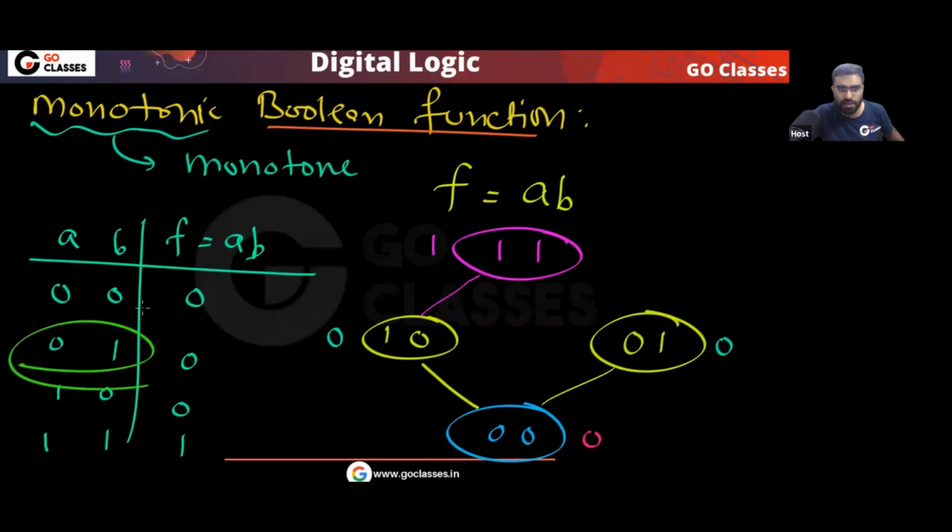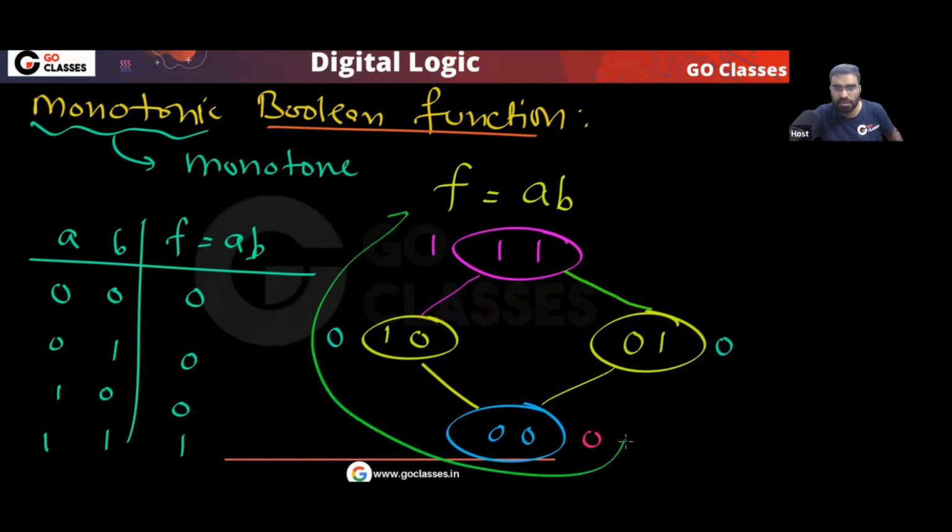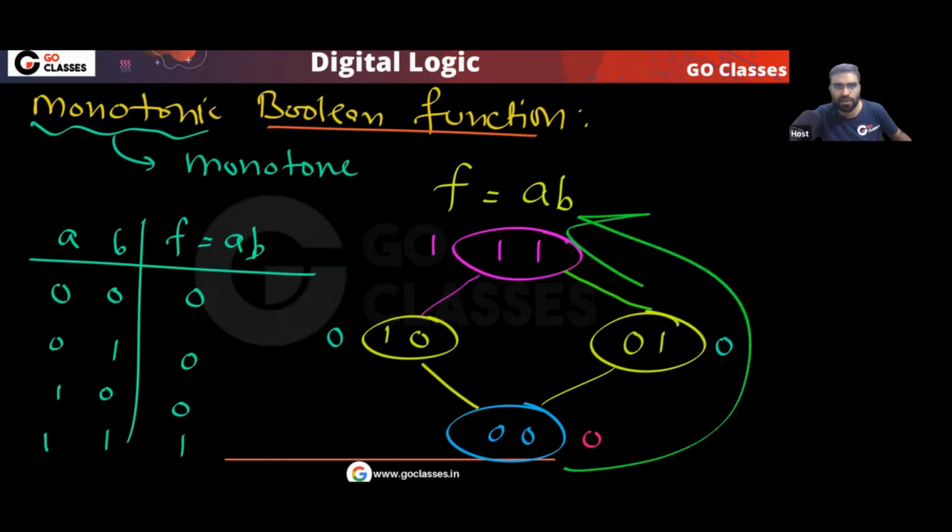Similarly, for this input combination, which combination will you check? Increase this by changing a single input from 0 to 1. Then you can notice, you will check this. Yes or no? Now can you notice? You can notice here the function value is not decreasing.